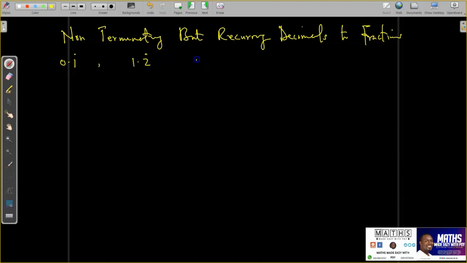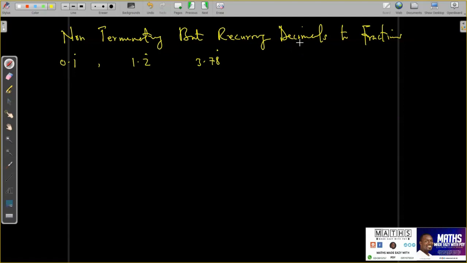We may have 3.78 with a dot on top of only the 8, which means the 8 is recurring, but the 7 is not recurring. The 3 is also not recurring. Now, one thing you should understand is that the whole number section cannot recur, but after the decimal point, any of the digits may recur. That's why we are saying non-terminating but recurring decimal. So after the decimal point is when you have the recurring occurring.